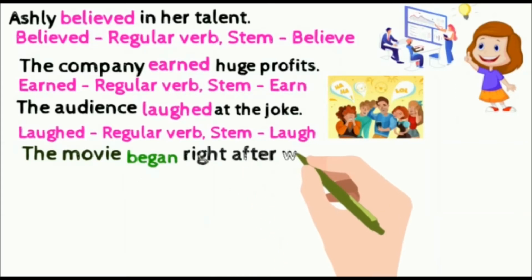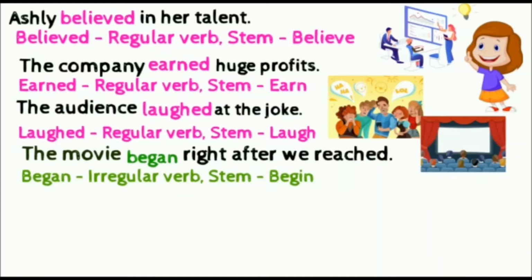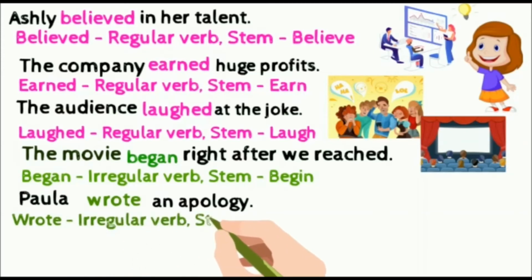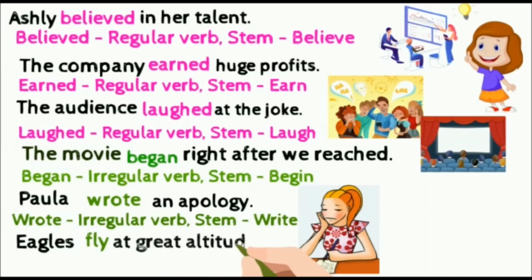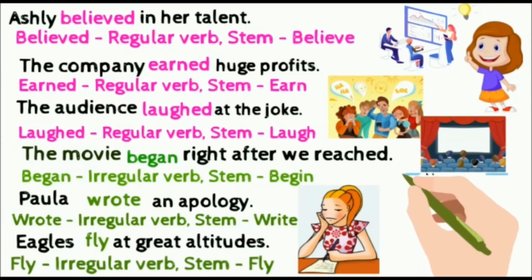Now let's take a few examples of irregular verbs. The movie began right after we reached. Began is the irregular verb and the stem is begin. There is no ending of ed. Paula wrote an apology. Here wrote is an irregular verb and the stem of the verb is write. The last example here is: eagles fly at high altitudes. Here fly is an irregular verb and the stem of the verb is fly, and if we take the past tense it is flew. It does not end in ed.